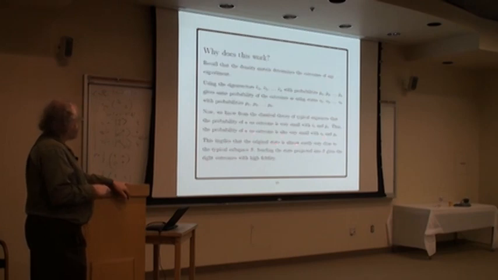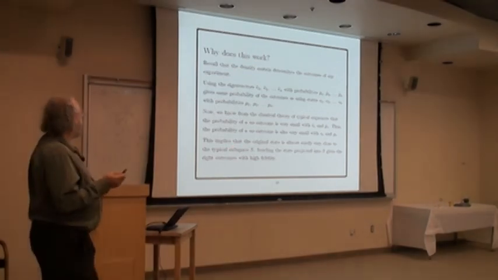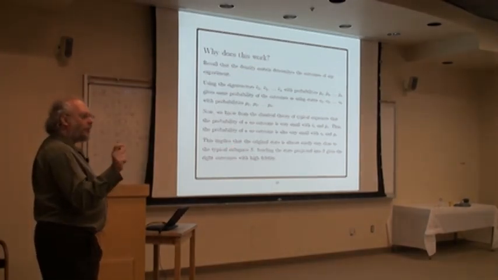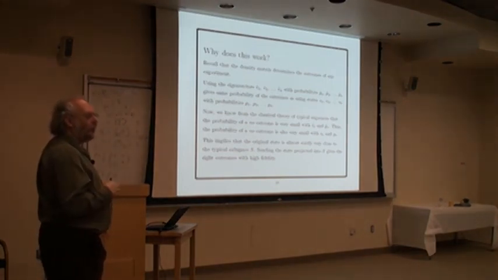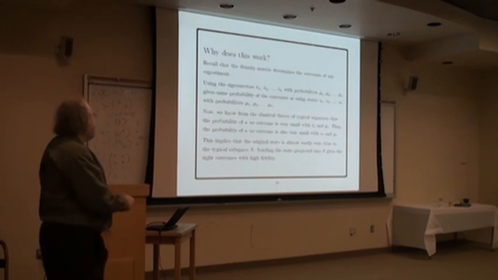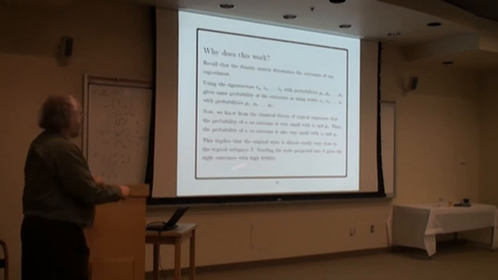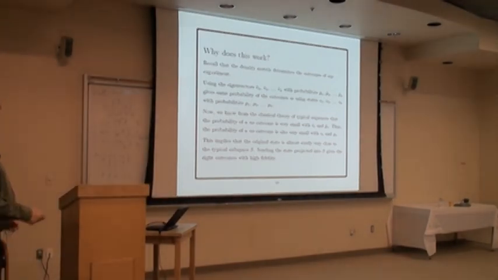The original state is almost surely very close to the typical subspace S. And if you have a vector which is very close to a subspace, when you project it into the subspace, you don't disturb it very much, which means that the compression algorithm works with high fidelity. So I've left out a bunch of technical estimates here.